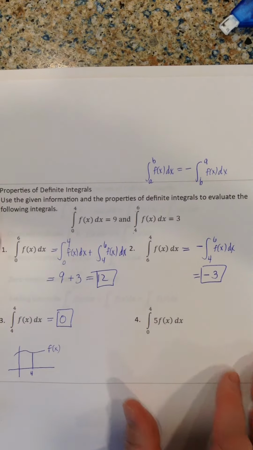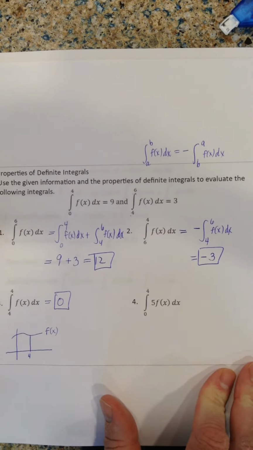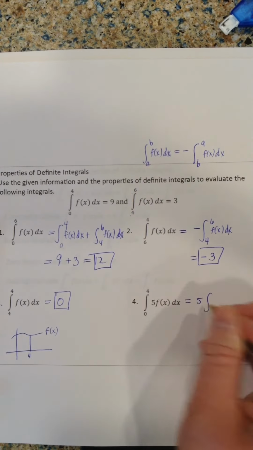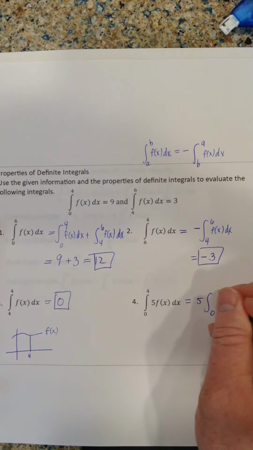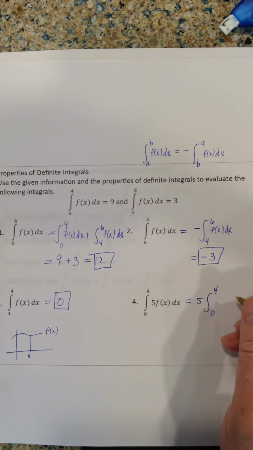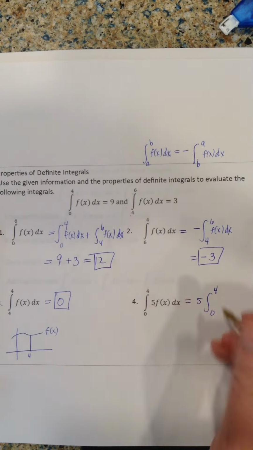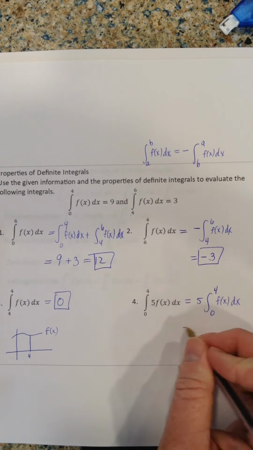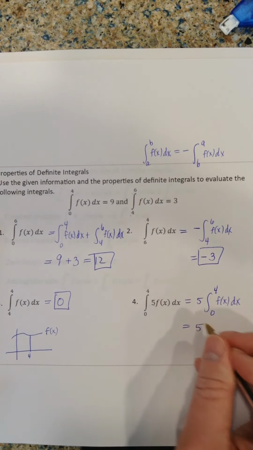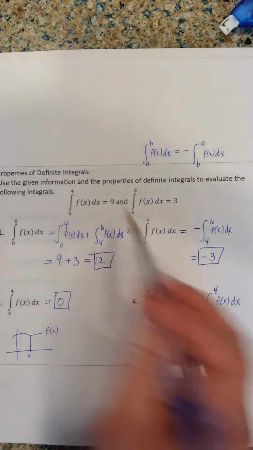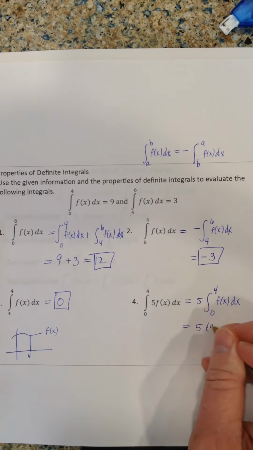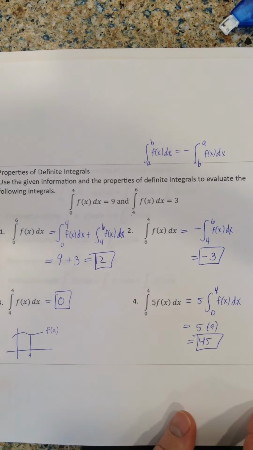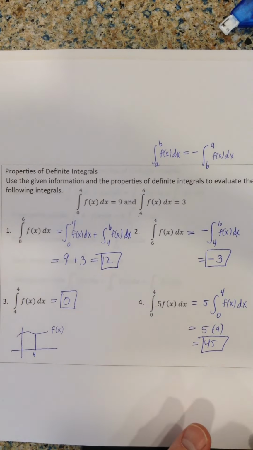Okay, and number 4, 5 f of x. Well, that's just a constant multiple. Integrals are limiting processes, so anytime you have a constant, you could always pull the constant outside of your integral or your derivative or your limit. And so I get 5 times whatever this value is, which was 9. So I get 45. And that's the properties of definite integrals, and you should be able to see that in your notes.